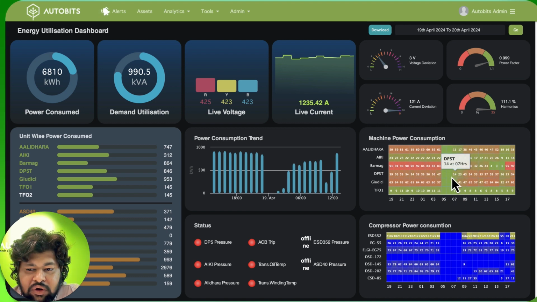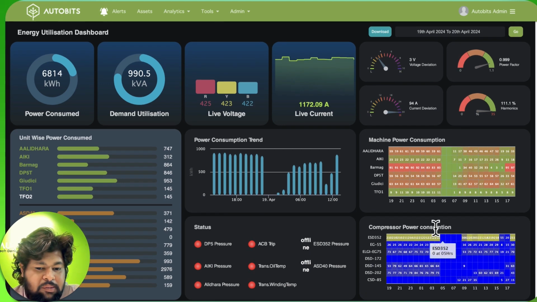So the green is not good, it should be red. So that is something we need to look into. And the compressors, which compressors were online, which were offline, how much power they're consuming, all these things we are able to measure and monitor.